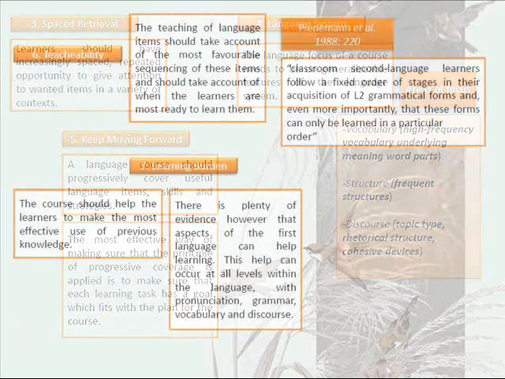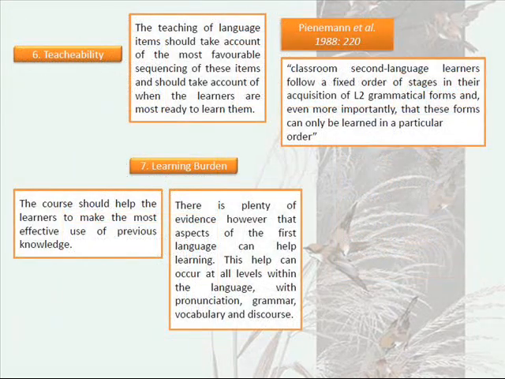And then, the next point is teachability. The teaching of language items should take account of the most favorable sequencing of these items and should take account of when the learners are most ready to learn them. According to Pienemann et al., 1988, classroom second language learners follow a fixed order of stages in their acquisition of second language grammatical forms, and even more importantly, these forms can only be learned in a particular order.